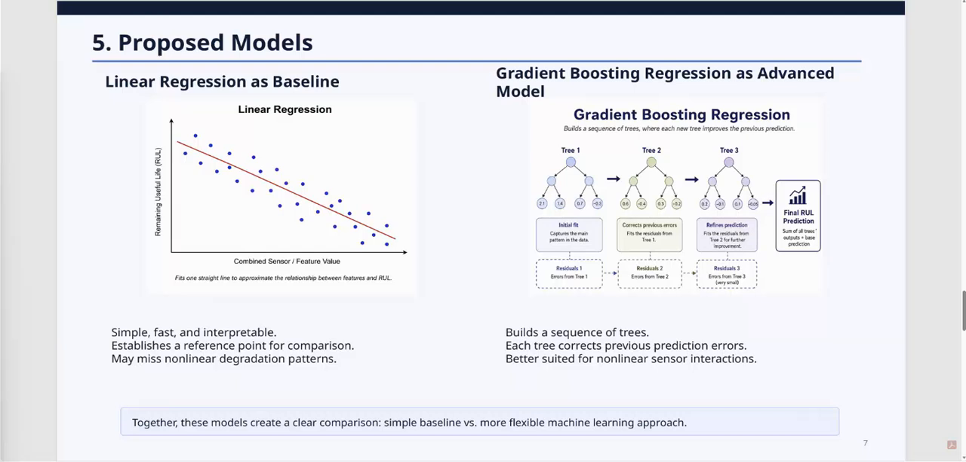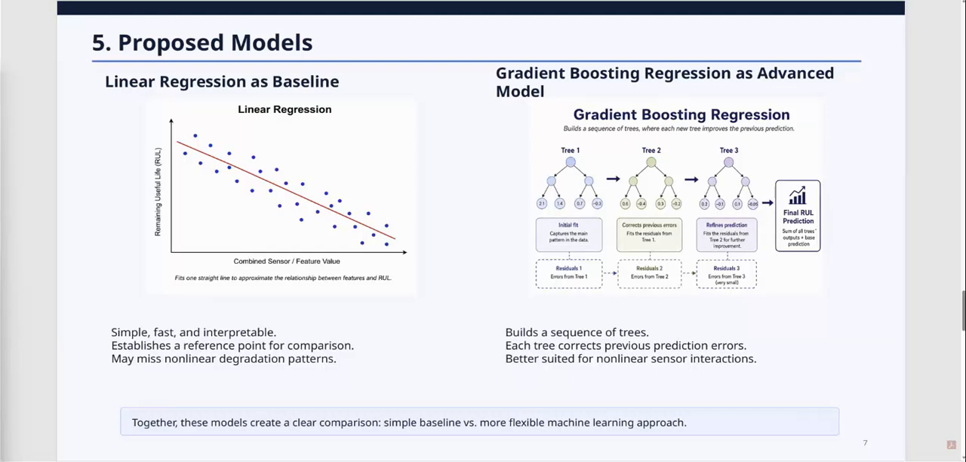Linear regression is a baseline model. It provides a simple reference point that can be used to compare more advanced machine learning methods. If a more complex model cannot significantly outperform the baseline, then the added complexity may not be justified. In this task, linear regression will use operating settings and sensor readings as input features and predict the engine's remaining useful life as a continuous numeric value.